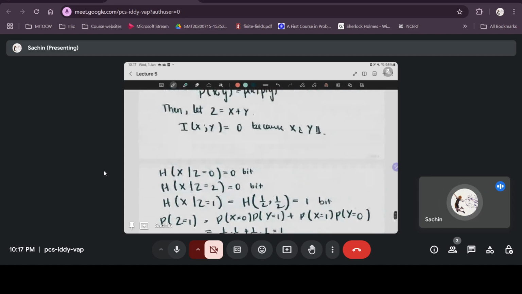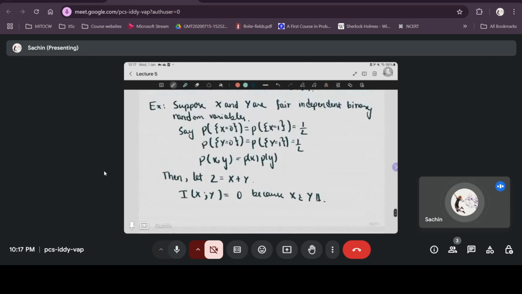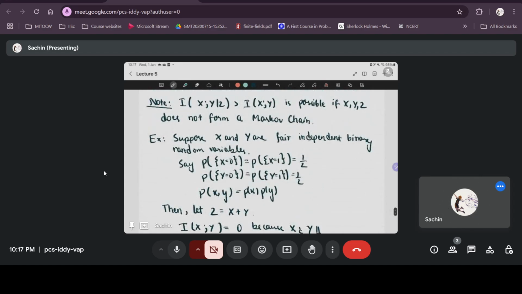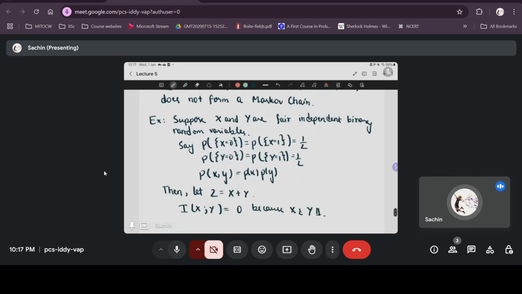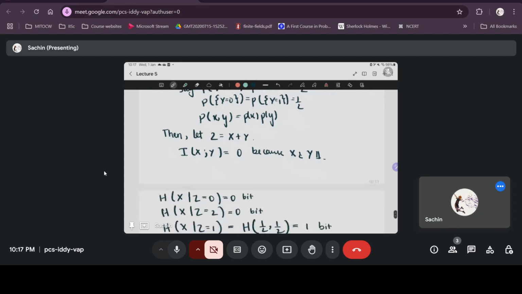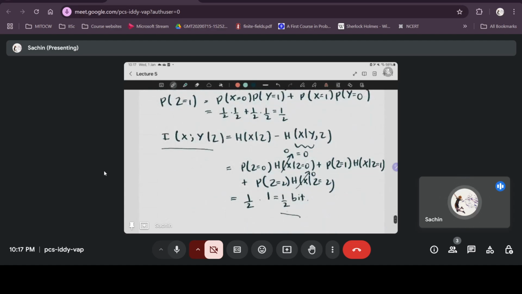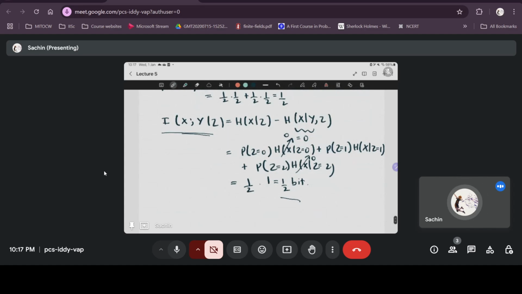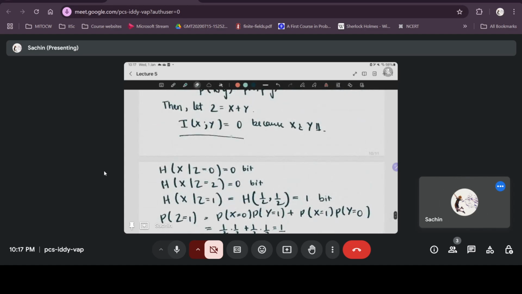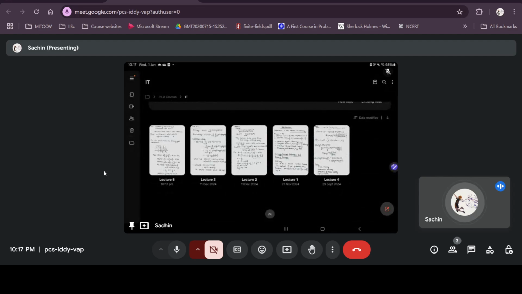Then we calculated all these quantities and showed that, yeah. So I showed an example where I of x;y given z is actually greater than I of x;y. So I took three random variables x, y, z, which don't form a Markov chain, and here we see that I of x;y given z is actually half a bit, but I of x;y is 0. So I of x;y given z is actually greater than I of x;y. That's what we saw in last class.